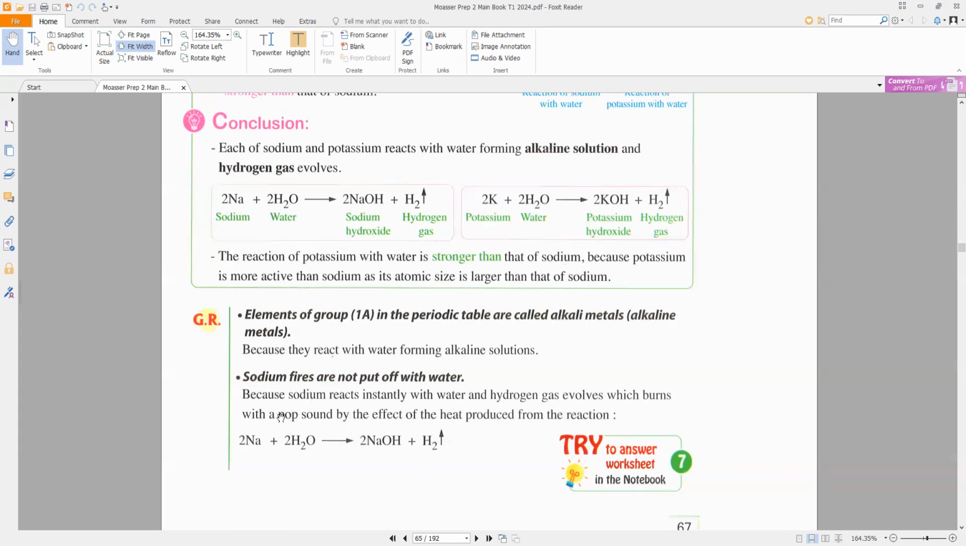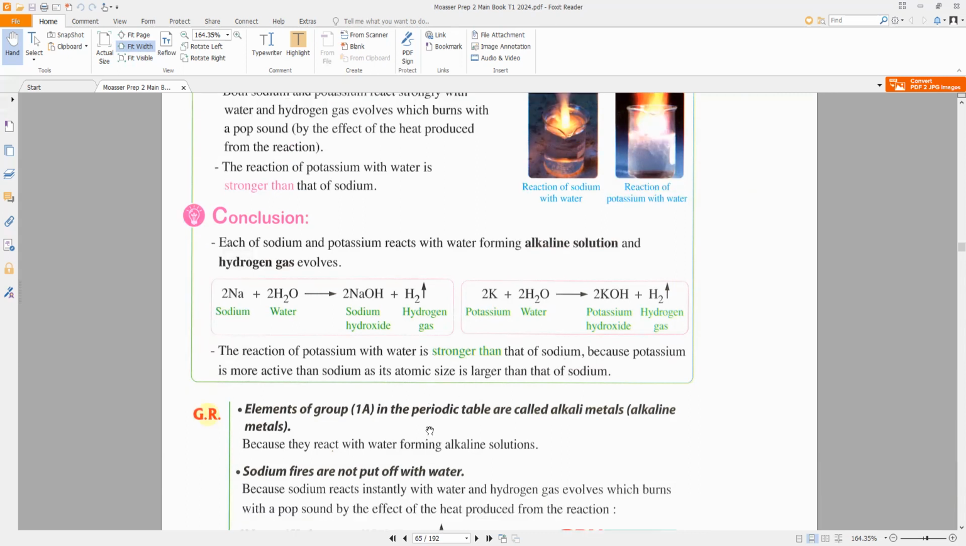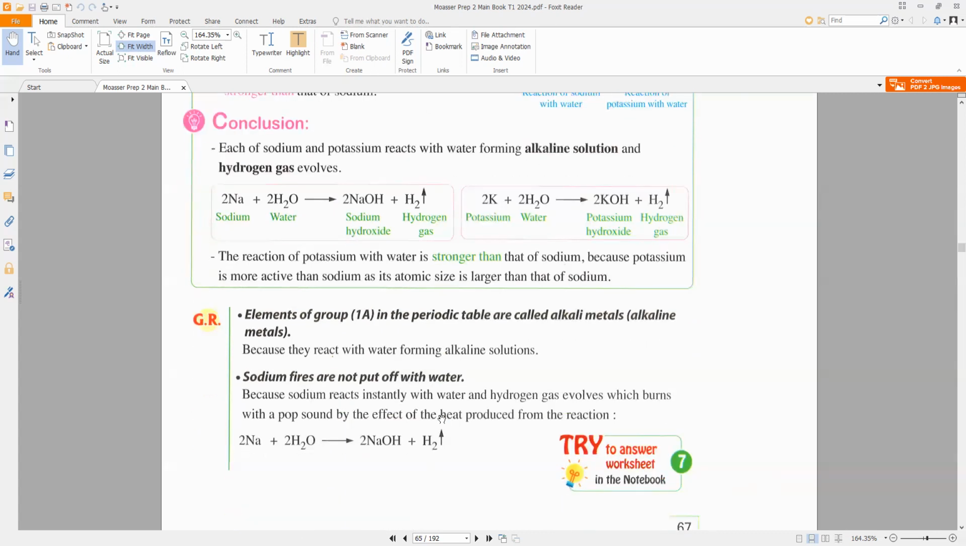Because the sodium reacts instantly with the water and evolves hydrogen gas with a pop sound. This reaction produces heat, so fire happens. We don't put it out with water, because when we put water, the fire increases because it reacts with water instantly. And all the alkali metals are monoatomic.